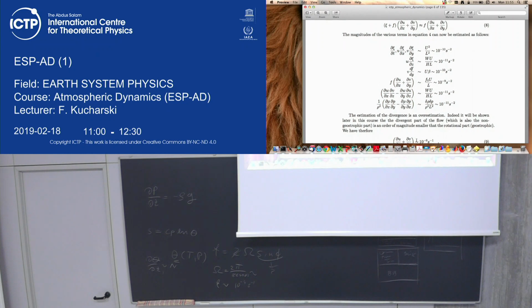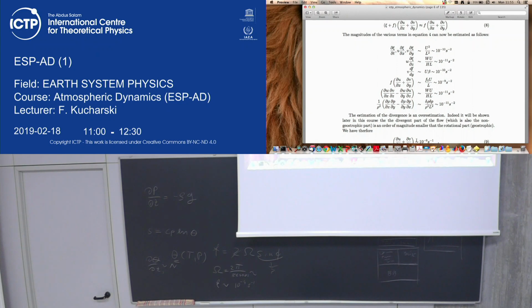And we come to the result essentially that the outcome of this analysis would be that the divergence is equal to 0. Because there's no other term that can balance the divergence. It's the largest term here. And this means, yeah, we have made a mistake when we estimate the divergence by U over L. That's not the way the divergence scales.